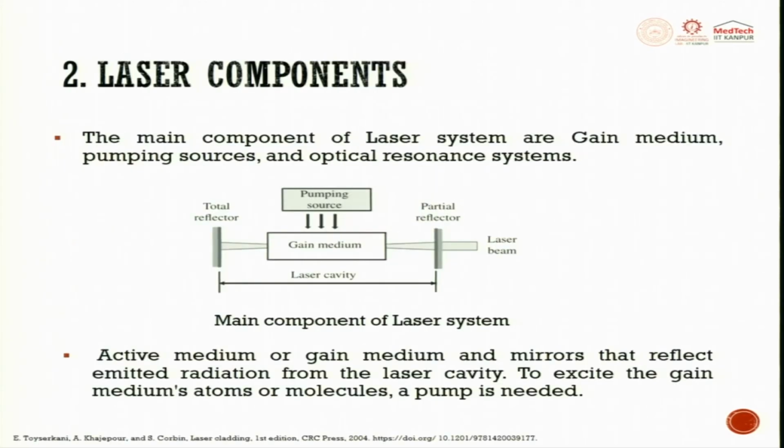When we look at the lasing components, the main components of the lasing system are the gain medium, the pumping source and the optical resonator. The optical resonator is where there is a back and forth movement going on. Gain medium means where you try to focus and gain things. Pumping source means what excites the ground level.